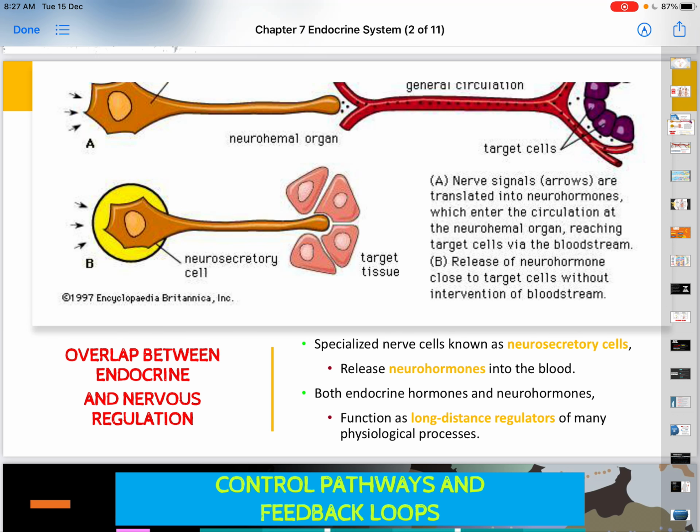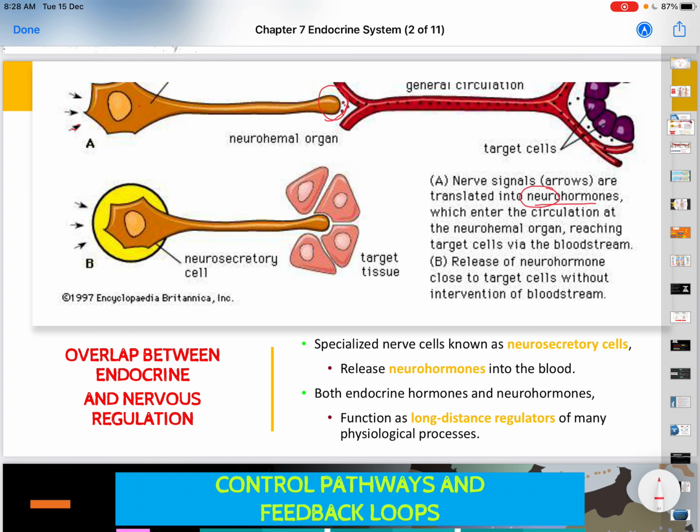Okay, let's see the picture of A. What is A? A is nerve signals, which are translated into neurohormone. From the word neuro, we know that this neurohormone came from the nervous system. So when the nerve signal reaches the nerve, it will produce the neurohormones.